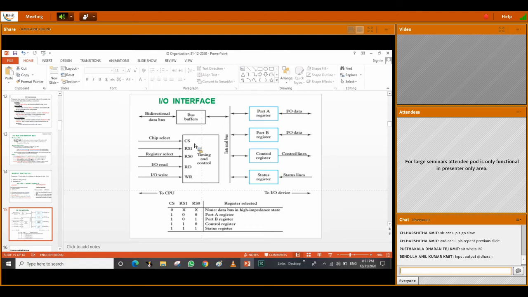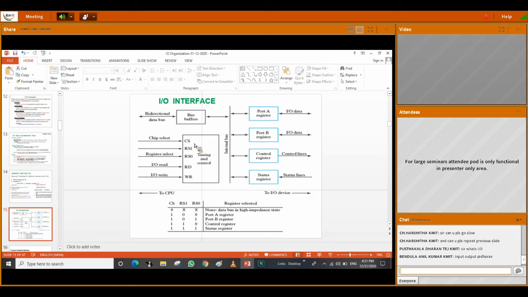IO read, this is RD: read data from the CPU. IO write: write data to the CPU. The difference is read from the CPU and write to the CPU.